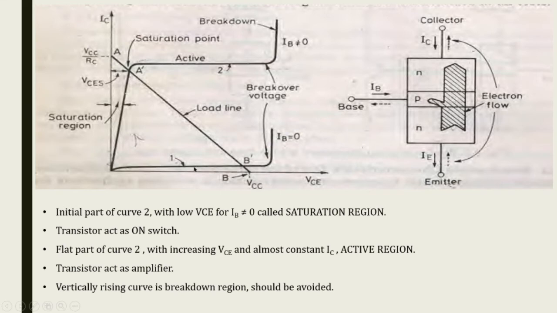As VC is increasing, this is the breakdown point. After the breakdown point, the collector current will increase abruptly, so that condition should be avoided. In this figure, this is the cutoff region where the transistor acts in the off state. That is about curve 1. Now in curve 2 we can see the initial part where VC is less.